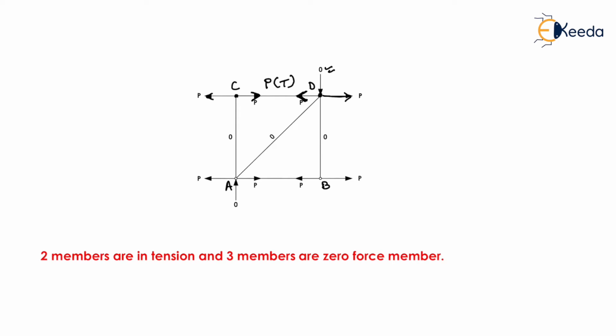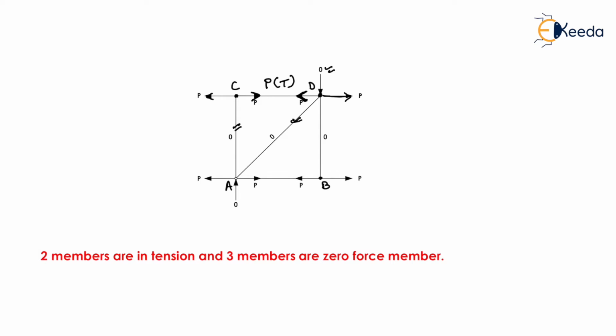Similarly, at joint C there are no vertical forces acting, so the member force in AC will be equal to 0. At joint D, no inclined component of forces is present, so the force in member AD will be equal to 0. Now we will take the equilibrium of joint B.